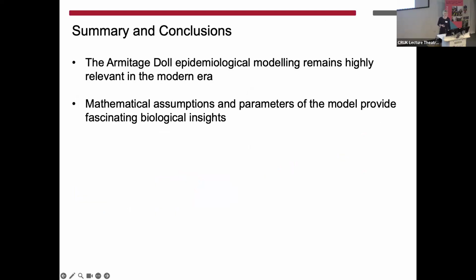So to summarize, I find the Armitage-Doll approach to epidemiological modeling of cancer really fascinating. And I think a lot of what they said in their paper is still relevant to a contemporary reanalysis. And coming at reading the model from a non-mathematical perspective, I was fascinated by the biological insights and the way they describe the assumptions and parameters of the model.